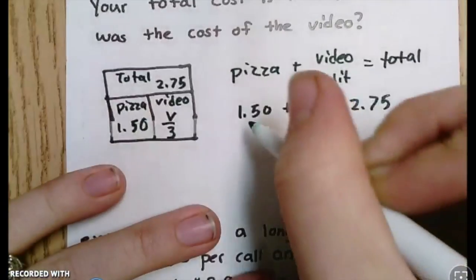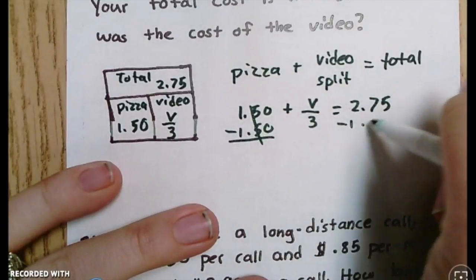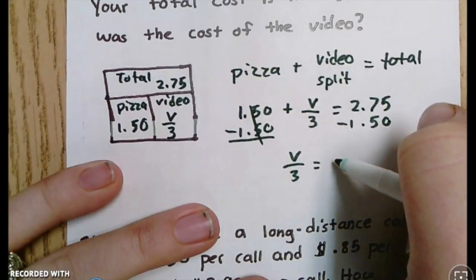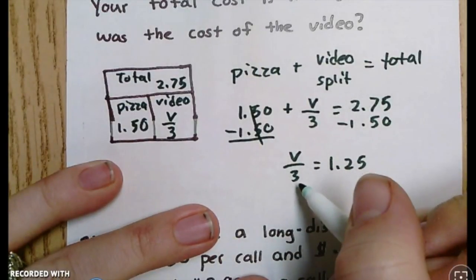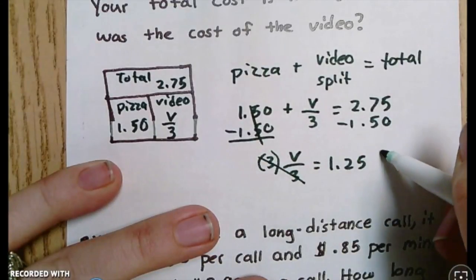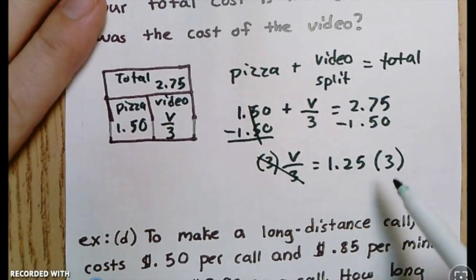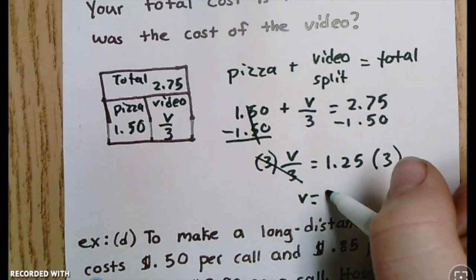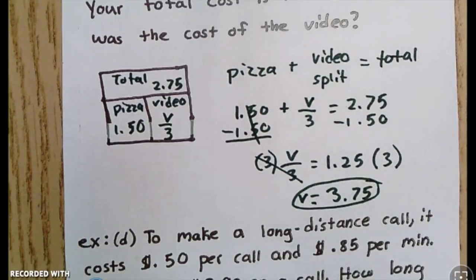I'm going to undo my addition or subtraction first and do the same thing right here. And I get V divided by 3 equals 1.25. And now, in order to undo division, I need to multiply. So I'm going to multiply by 3 and multiply by 3. 1.25 times 3, you should be able to do that mentally, is going to be V equals 3.75.